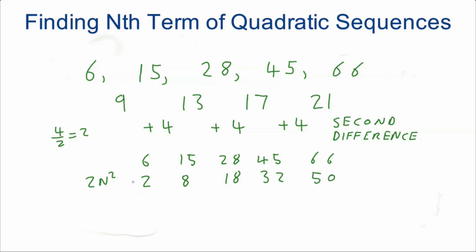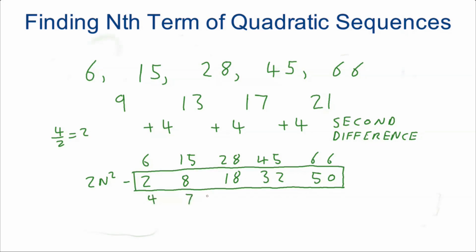And now we take those away. I like to show it like this. And we're going to minus. So 2 from 6, 4. 8 from 15 is going to be 7. 18 from 28, 10. 32 from 45, 13. 50 from 66, 16. We've taken off the n squared part, the quadratic part. We're now back to a linear sequence.